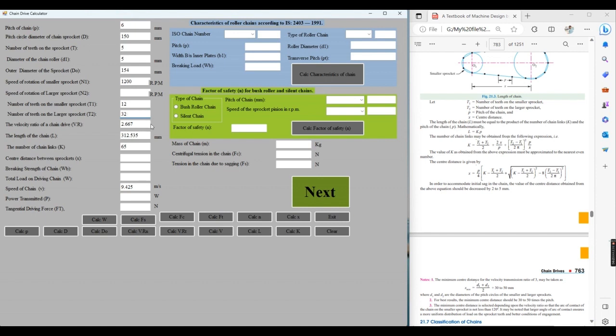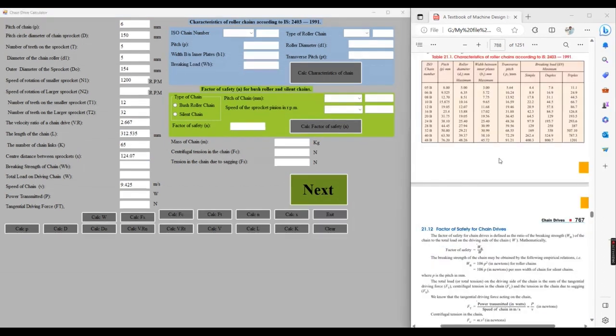We can use these values here, and then we can calculate the value of x. Where is x? Here, x. Do you see? The center distance becomes 124.07 millimeters. In designing mechanical components, factor of safety is a mandatory thing.